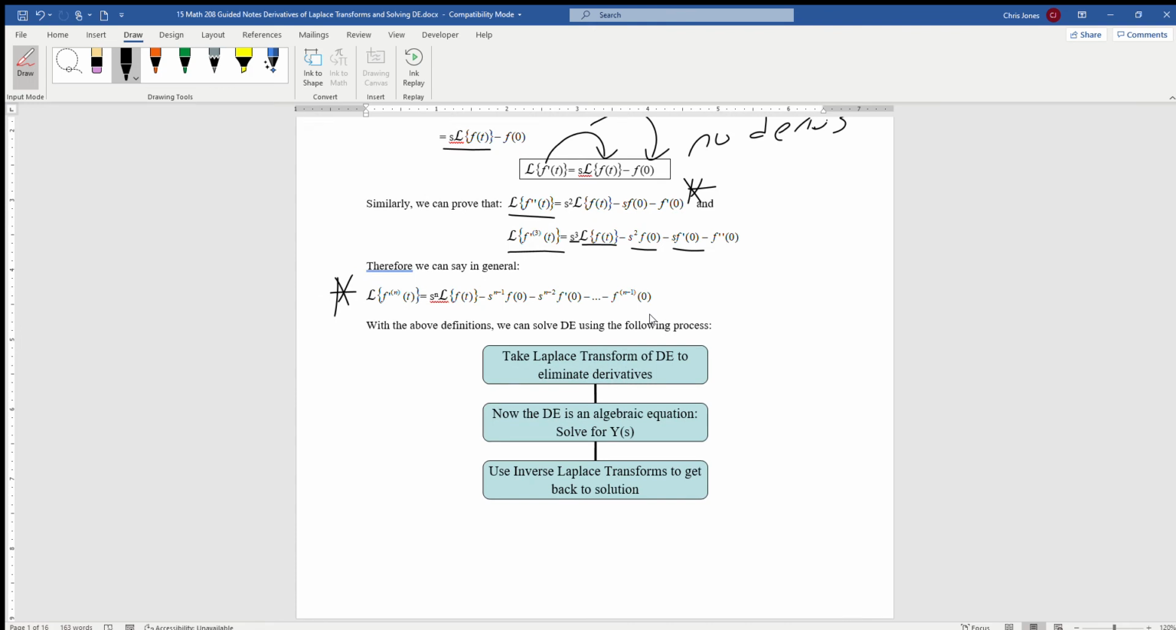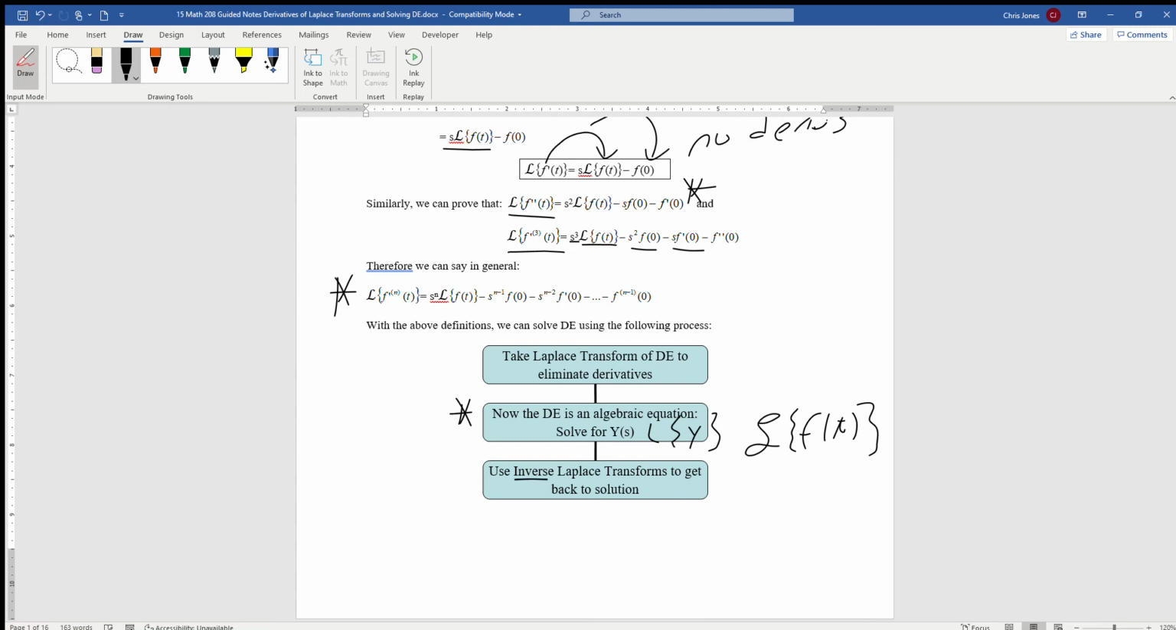Now we're going to have an algebraic equation, so we're just going to go back and solve for Y of s, or the Laplace of y, or whatever the original function is. Maybe it might be the Laplace of f of t, whatever it might be. And then we're going to find the inverse.